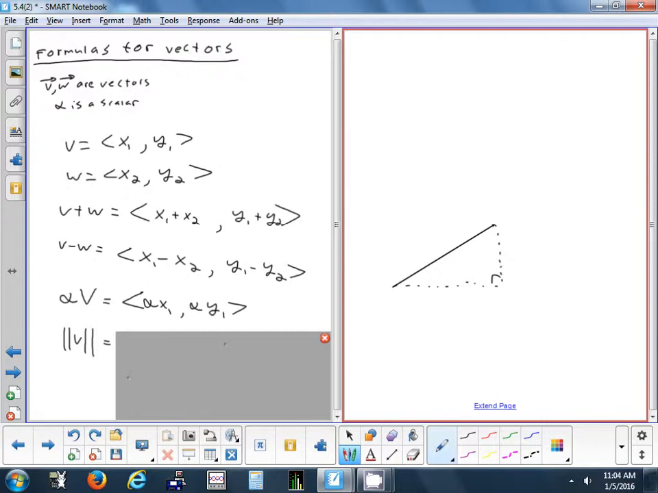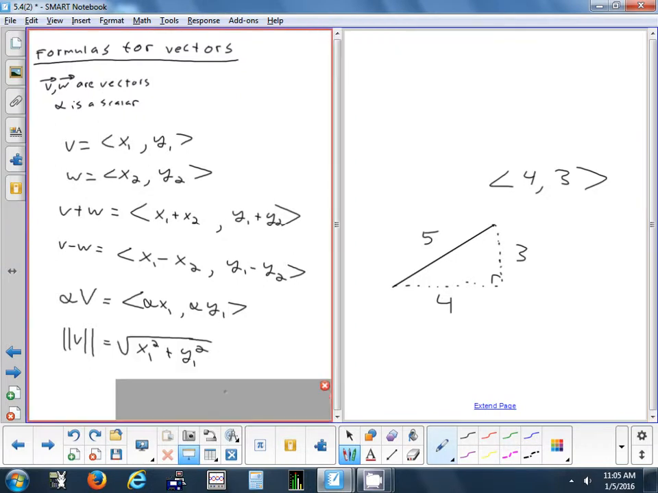Now let's say this was the vector 4, 3. What that would mean is I have 4 units right, 3 units up. If I wanted the length of this vector, how do you think I could find it? Yeah, use the Pythagorean theorem. Finding the length of a vector is just like finding the hypotenuse of a triangle. If you use the Pythagorean theorem, you would get 5 there. It just comes out nice. But that's your Pythagorean theorem.